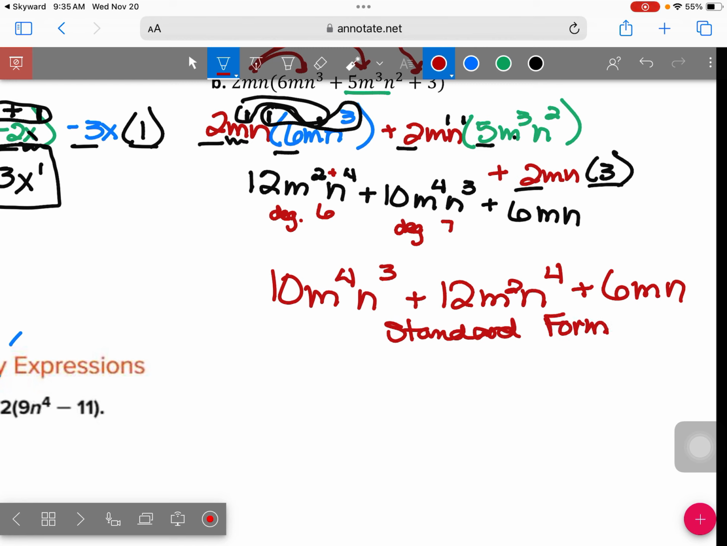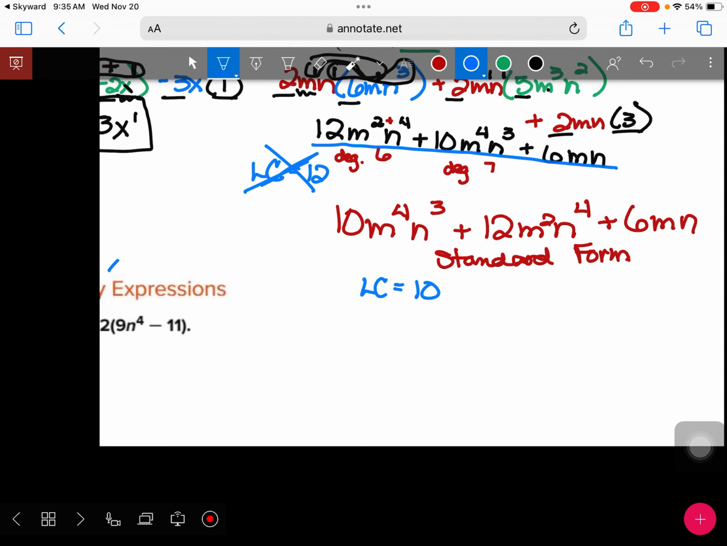And you're like, Miss Thede, why does it make a difference? It's the same thing, right? Well, it doesn't until we ask you about what its leading coefficient is. If you write it and keep it like this, you would say 12. If you write it in standard form, your leading coefficient here is 10. So only when we are asking you what the leading coefficient is and when we're telling you to put it in standard form does it make a difference. Does that make sense? Okay.